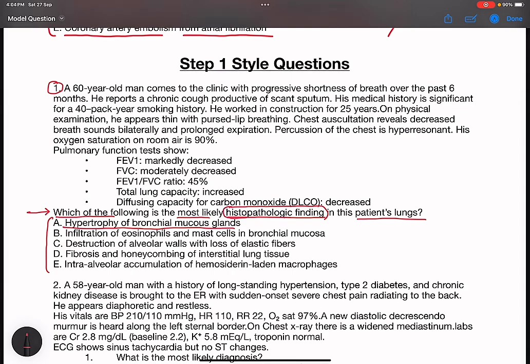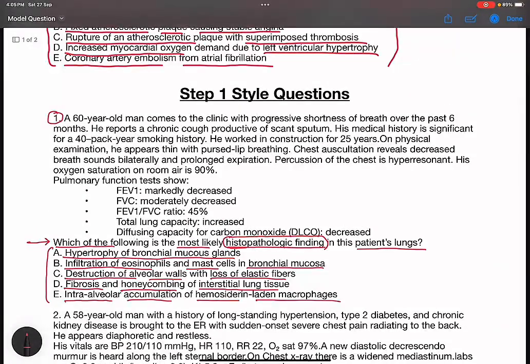Hypertrophy of bronchial mucus glands, infiltration of eosinophils and mast cells in bronchial mucosa, destruction of alveolar walls with loss of elastic fibers, fibrosis and honeycombing of interstitial lung disease, intra-alveolar accumulation of hemosiderin-laden macrophages. Now, let's read the question stem. A 60-year-old man comes to the clinic with progressive shortness of breath over the past 6 months. Now, the differentials for progressive shortness of breath include cardiovascular problems, respiratory problems, or hematological problems.